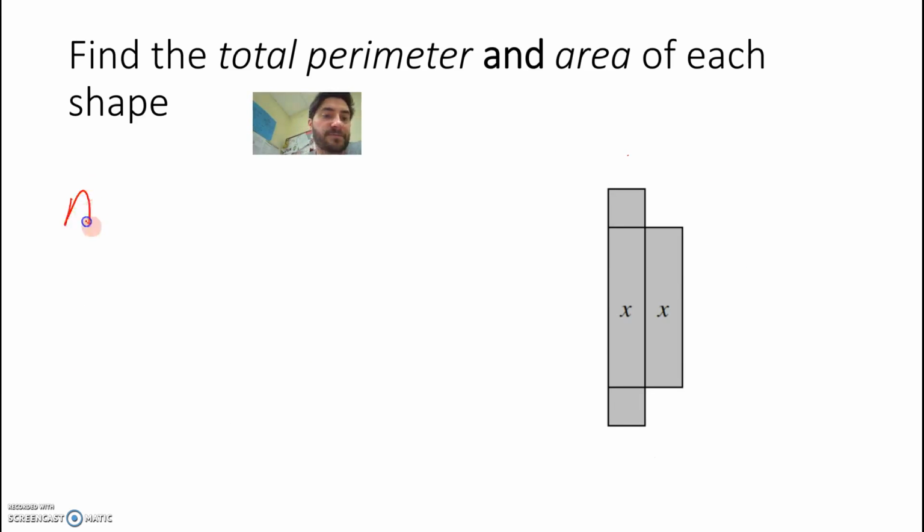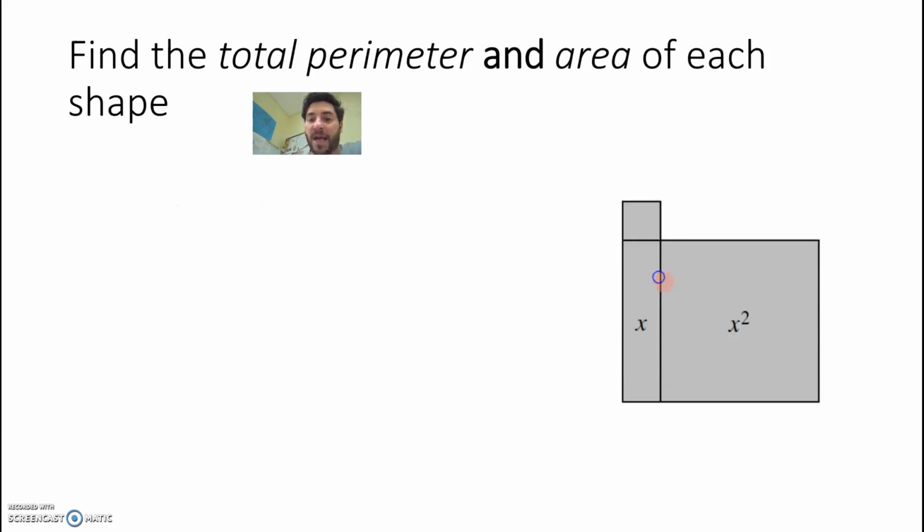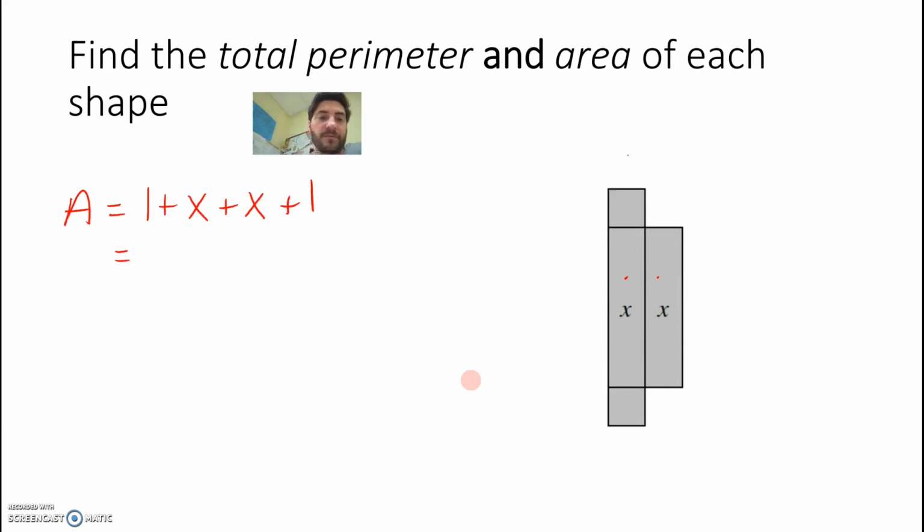For the area again, we could say I have 1 plus X plus X plus 1. That's what I have here. The more simplified version would be to say I have 1 X, 2 X's. So I have 2 X's, and I have 2 units, 1, 2. Both are correct. This is more simplified.